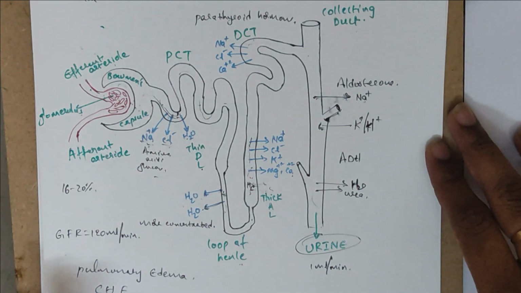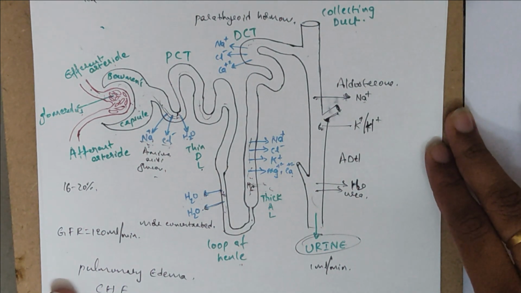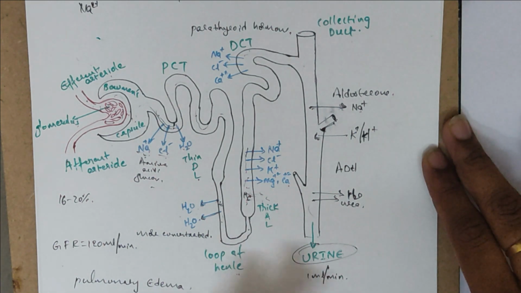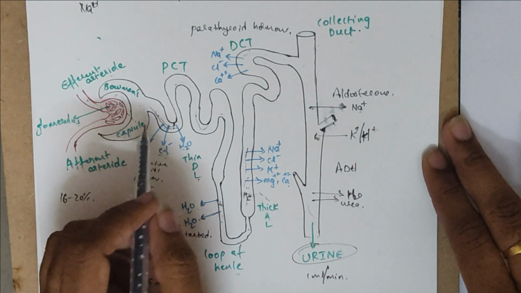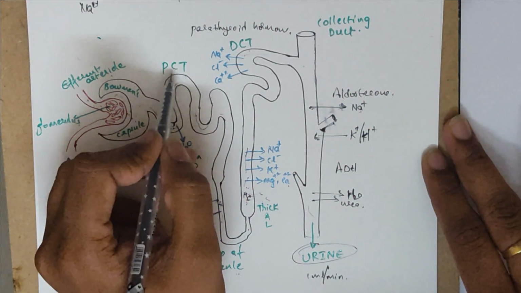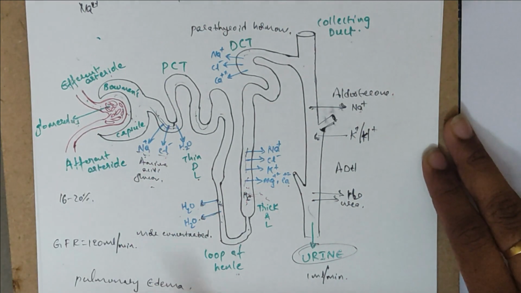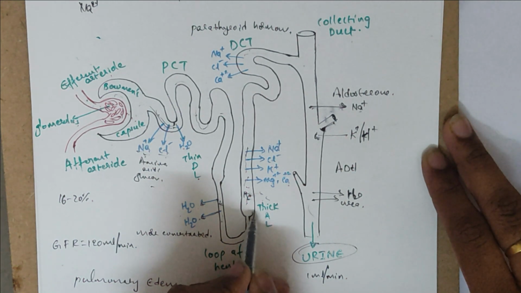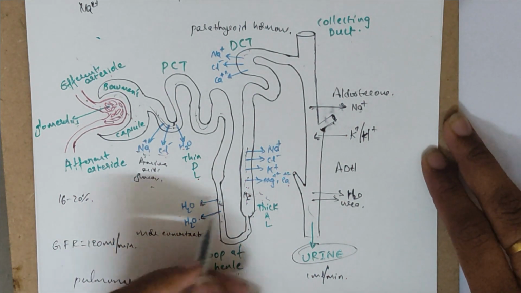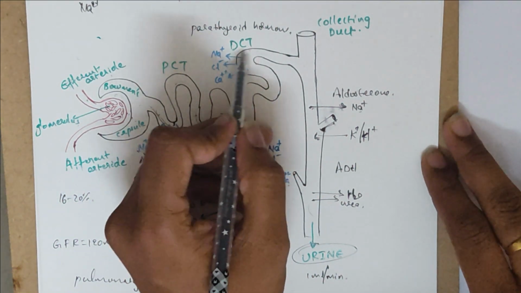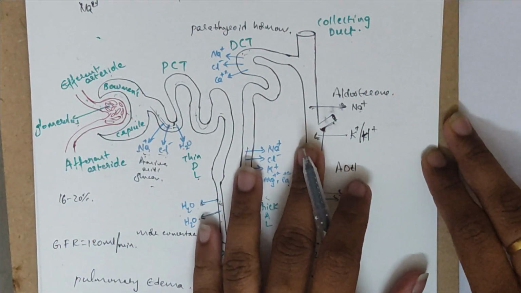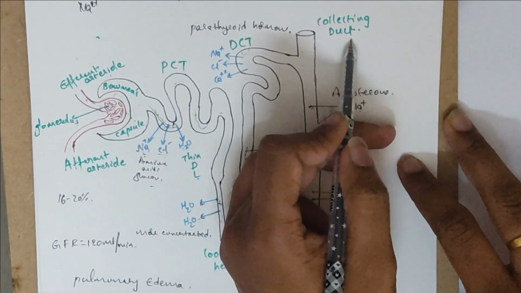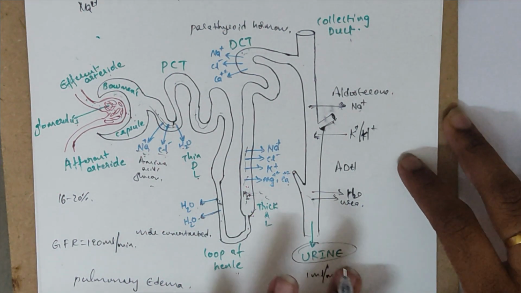There are different classes of diuretics which work on different parts of the nephron, like carbonic anhydrase inhibitors will work on the proximal convoluted tubule, and loop diuretics will work on the loop of Henle. Here in this part, the early part of the thick ascending limb, and thiazide diuretics will work on the distal convoluted tubule, and potassium sparing diuretics will work on the collecting duct. Osmotic diuretics will work all over the body.